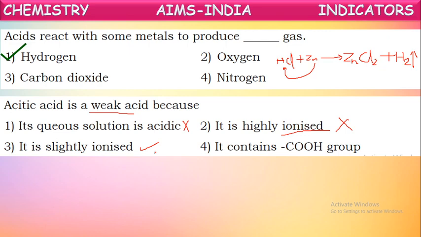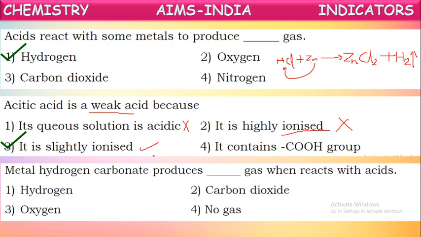All the molecules won't be ionized. If acetic acid is dissolved in water, very few molecules are ionized and produce a low concentration of H plus ions. That is why acetic acid is called a weak acid. The acids which ionize completely or in excess amount are called strong acids. The acids which ionize in less quantity or are slightly ionized are called weak acids. Acetic acid is one of the weak acids because it slightly ionizes.